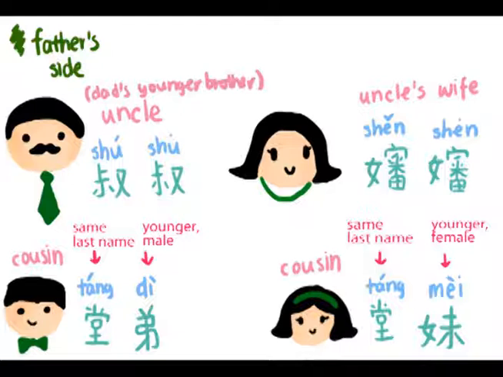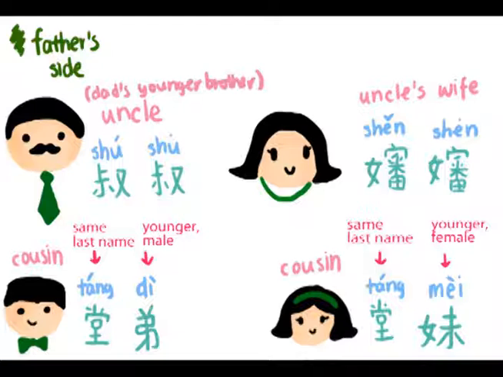If they have a son that is younger than you, he would be your 堂弟. Again, Tang is an indication that your cousin has the same last name as you, and Di means that he is a younger male since Di means younger brother.